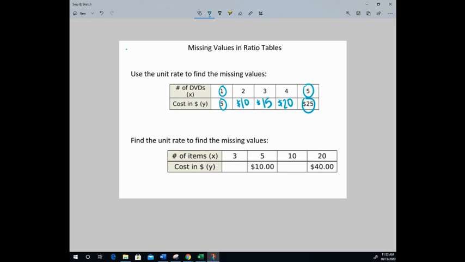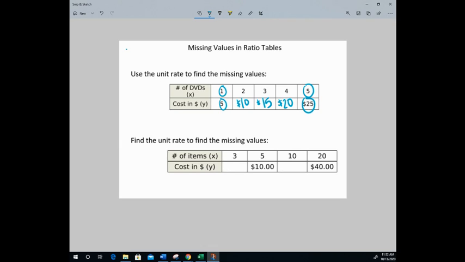Now let's take a look at this second example. It says find the unit rate to find the missing values. So here it's kind of like a two-part. We don't have the unit rate here because if you notice the number of items, we have 3, 5, 10, and 20. So we don't even have the unit rate like we did up at the first example. So we're not only going to have to find the unit rate, but we're also going to have to use that unit rate to find those missing values.